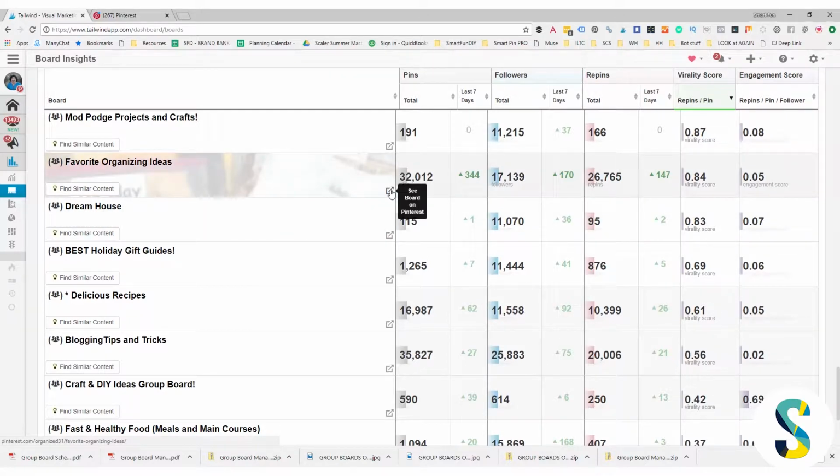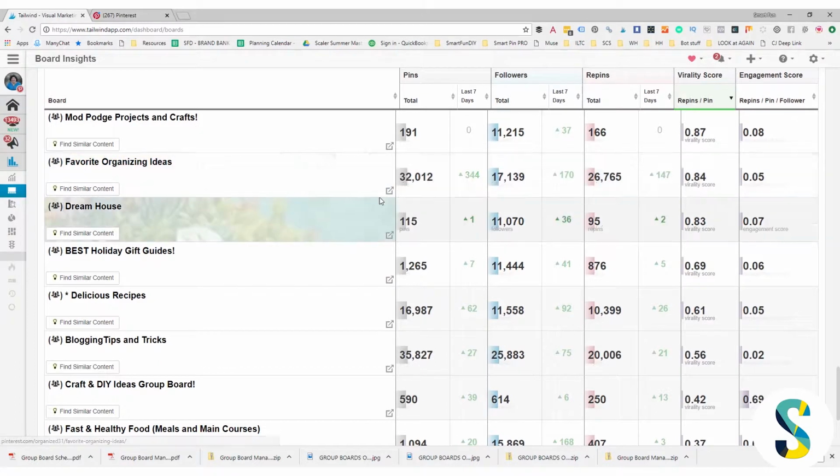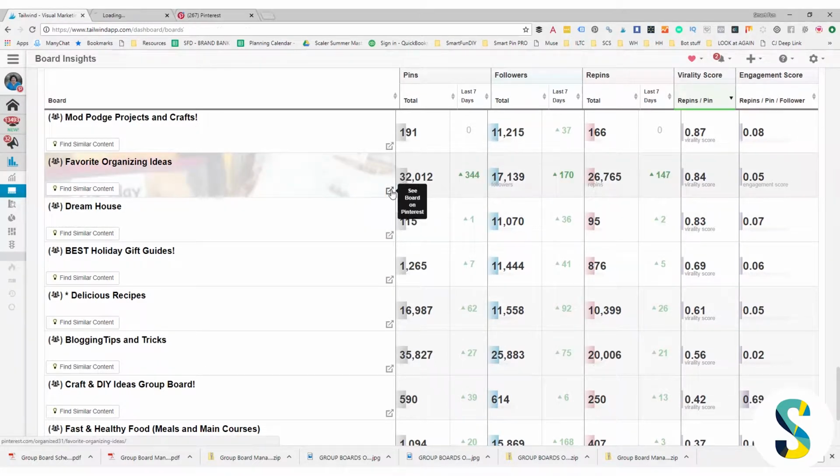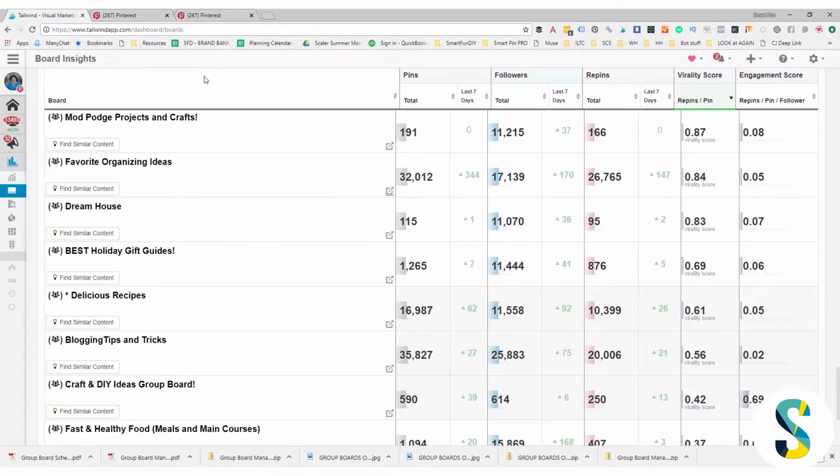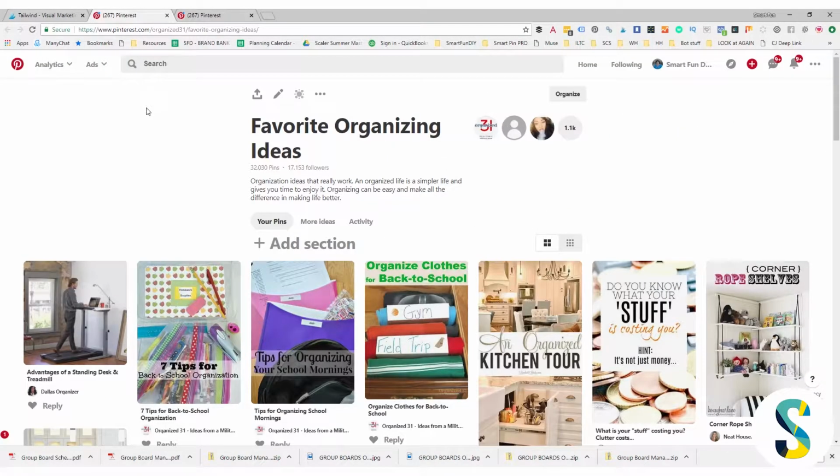So I'm going to go over to this one, favorite organizing ideas. You can click on this little box with the arrow to make it open up, and I'm going to check out that board. So I've figured out, okay, this may not be a good board to be on. It's got a terrible virality score. The engagement score is really, really low as well. It's got 17,000 followers, which is nice, 26,000 repins, so that's good. It's going up. So those are good signs, but let's go and check it out.